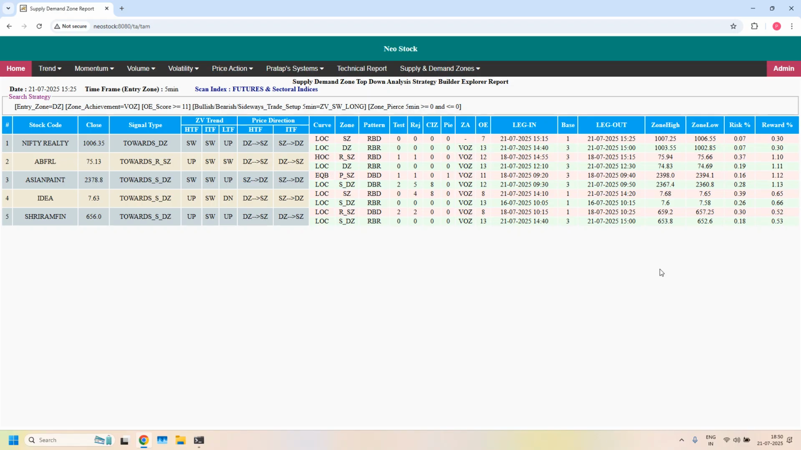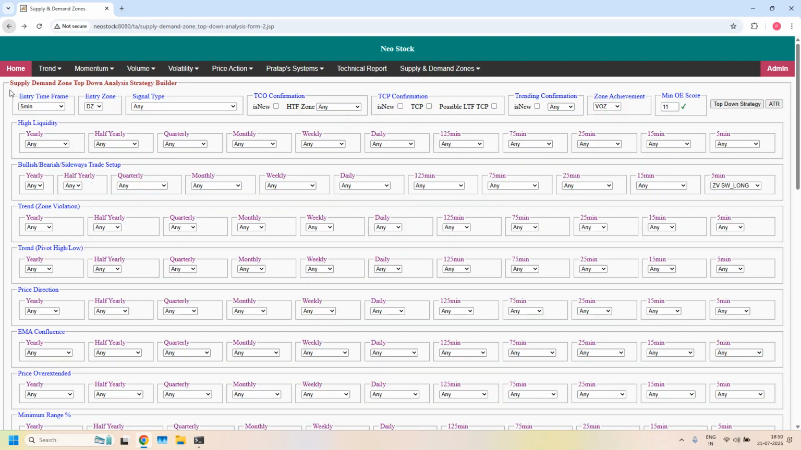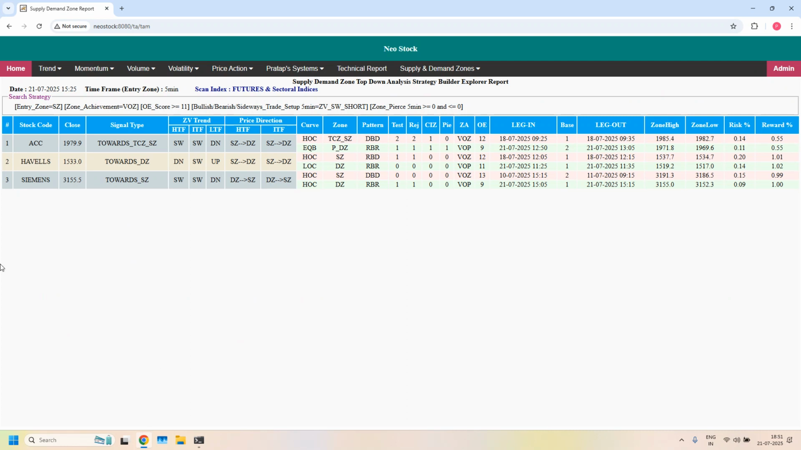Next, sideways short trade setup. The changes are 5 minutes supply zone and also sideways short. Now all filters are applied to 5 minutes supply zone. We got 3 stocks, and entry time frame zones are 5 minutes supply zone.